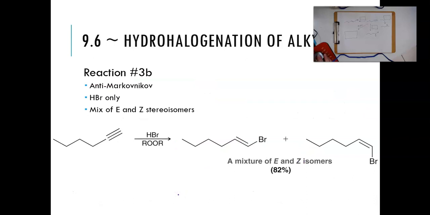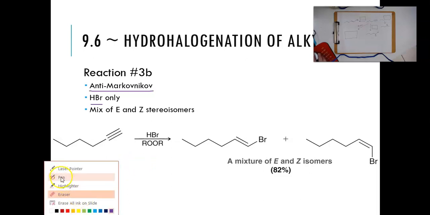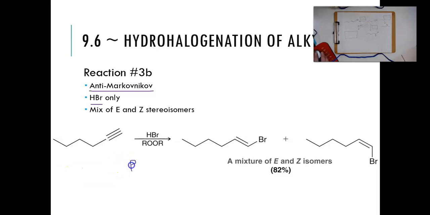And in reaction 3B, it's very similar to what we saw on the last slide, but it is now the anti-Markovnikov reaction, and it can only be used with HBr. So this is very similar to what we saw in our alkene chapter. So we have our alkyne, we're reacting it with HBr and some type of peroxide. So we saw peroxides in our last chapter. There's a lot of different types, and so often written as ROOR.